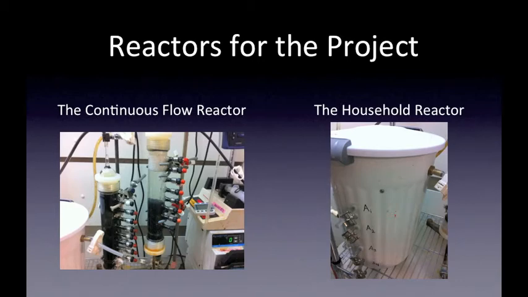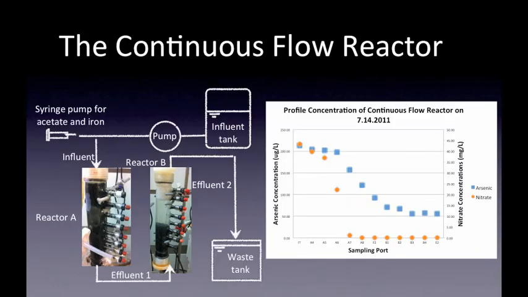So here are the two reactors of our project, the continuous flow reactor and the household reactor. The continuous flow reactor is generally a model for the water contamination removal system for the community use. It contains two identical columns filled with granular activated carbon. Acetate and iron are loaded in the syringe and fed to the reactor with other influent.